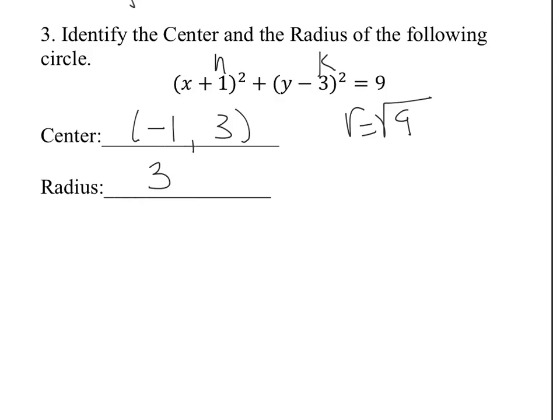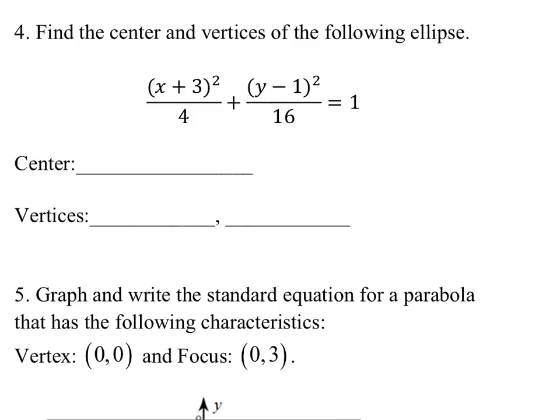And that's it. All right, for problem 4, we're to find the center and the vertices of the following ellipse. So once again, HK is going to be our center.